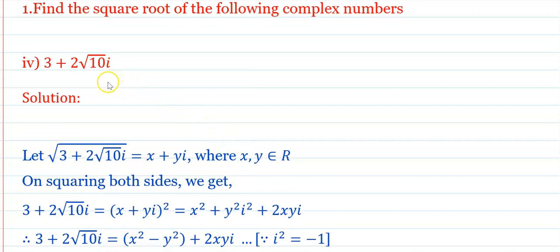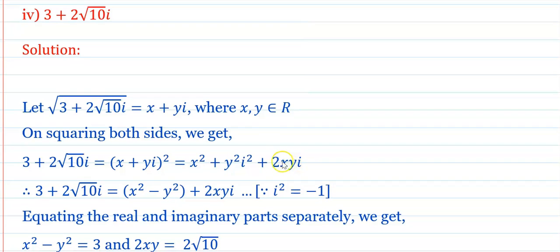Now the next, find the square root of the following complex number, that is 3 plus 2 root 10i. Let the root of 3 plus 2 root 10i be equal to x plus yi, where x, y belong to the set of real numbers. On squaring on both sides, you will get 3 plus 2 root 10i is equal to (x plus yi) whole square. Now expand this. x square plus y square i square plus 2xyi. i square is minus 1. Therefore, you will get x square minus y square plus 2xyi.